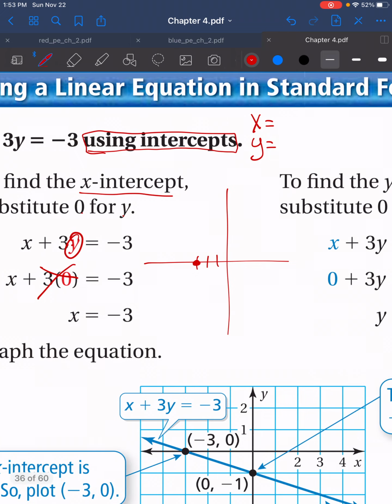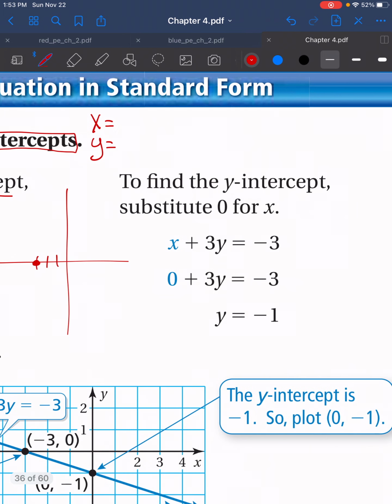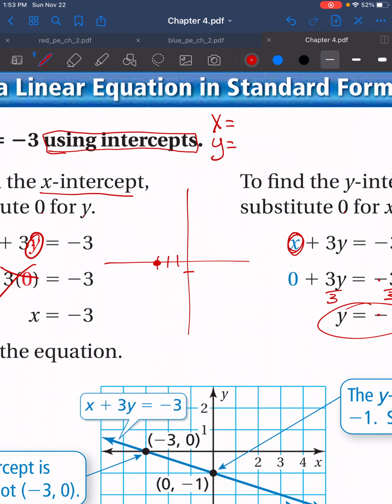Now, find me the y-intercept. I do the opposite. Put 0 in for x. 0 times 0 is 0, right? 0 times 1 is 0. So now I just have 3y equals negative 3. How do I get rid of the 3 on the y? Divide by 3. Negative 3 divided by 3 is negative 1. The y-intercept is negative 1. And there's your line.